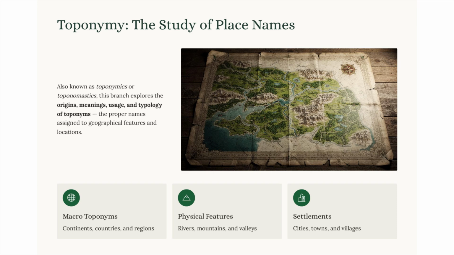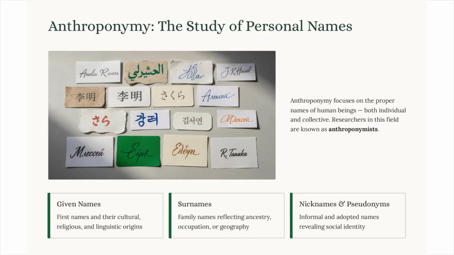Place names are especially important because they often preserve historical memory, reflect cultural contact, and show how people understand space and territory. In many cases, a place name can reveal old languages, earlier populations, or the natural characteristics of a landscape. Another major branch is anthroponymy, which focuses on the proper names of human beings. This includes both individual and collective personal names.